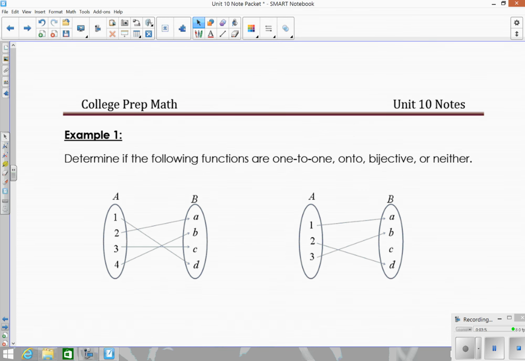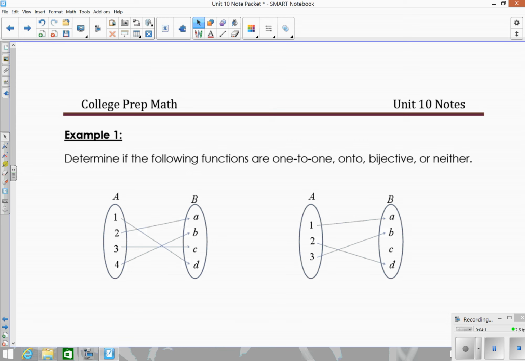So on this page, we have some different examples, and we want to identify if the functions are one-to-one, onto, bijective, or neither. So first thing you want to do is you always want to check are these functions, but it does say the following functions. So that means each input's going to one output. So now we have to look at, first of all, is it one-to-one? If you scan your outputs, each of these outputs only has one input going to them, and each input is only going to one output. So we know that it's one-to-one.